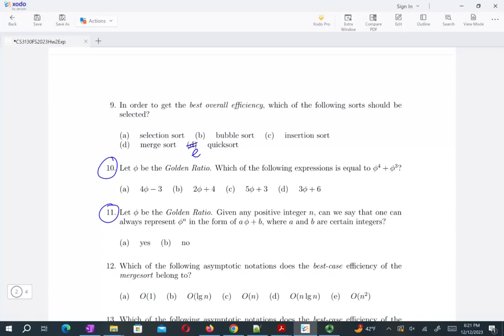Number 10. Most of the students I saw plugged in, because the golden ratio is an approximate number, so you can plug in. Although you can do that, the answer is C. Some students, when they did the calculation, very likely selected A, but it's not A. Here I would like you to apply the 2 properties of the golden ratio. Here let me show you quickly.